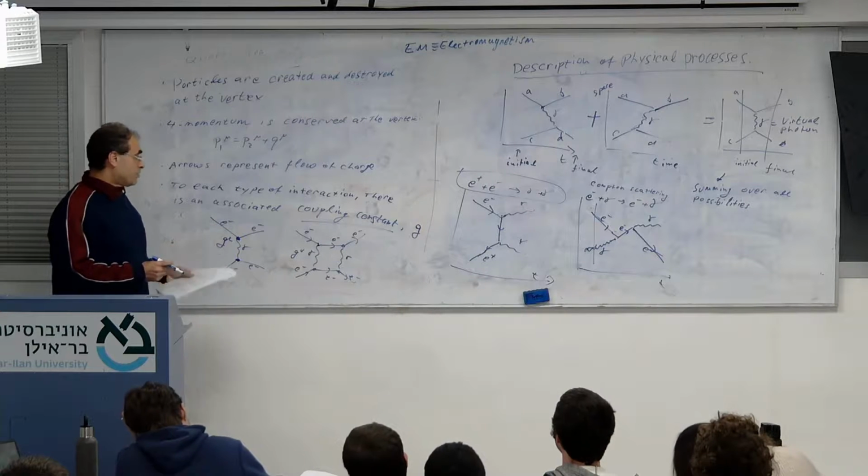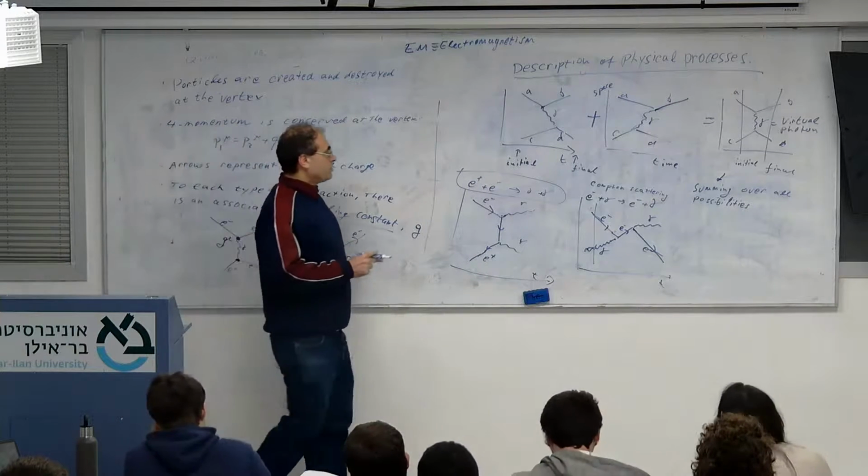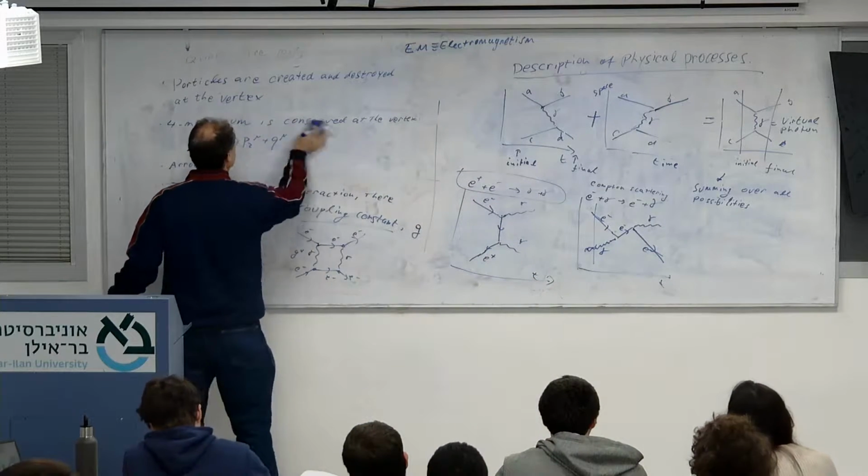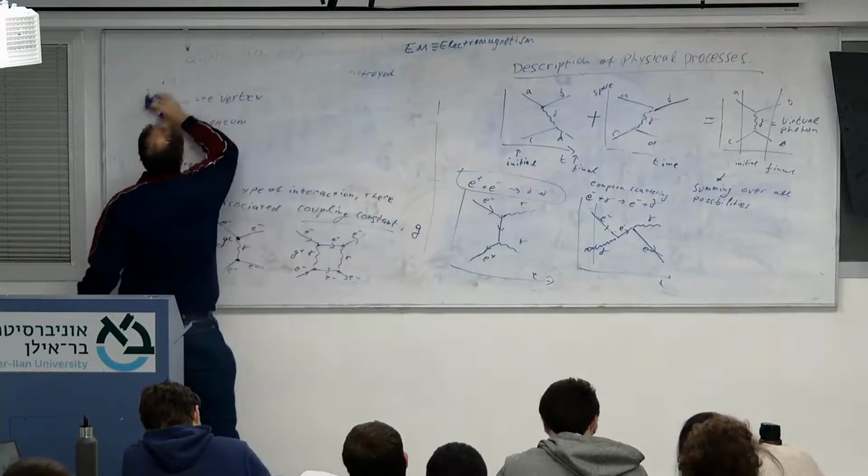What's called Bhabha scattering. Bhabha scattering is electron-positron scattering to electron-positron. So it's called Bhabha scattering.